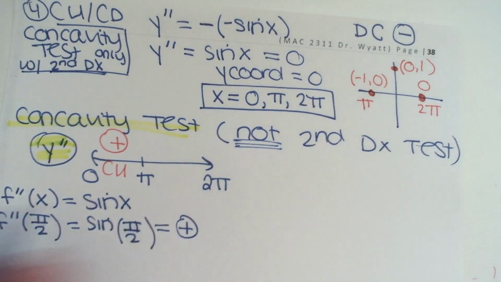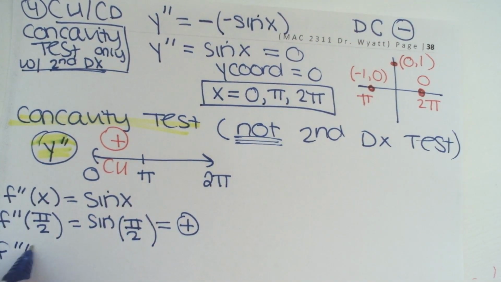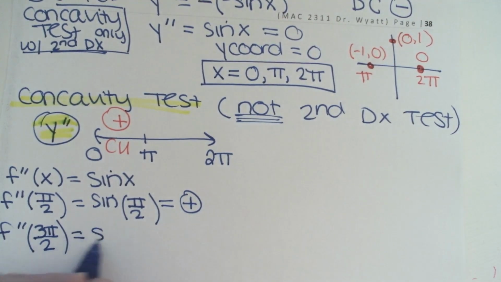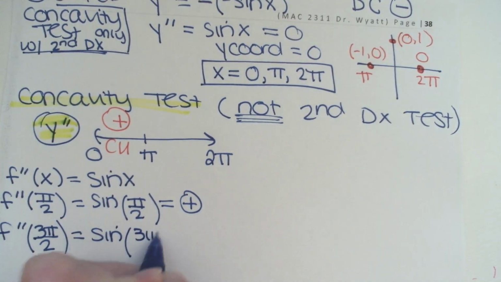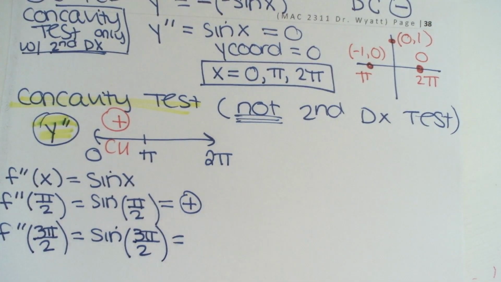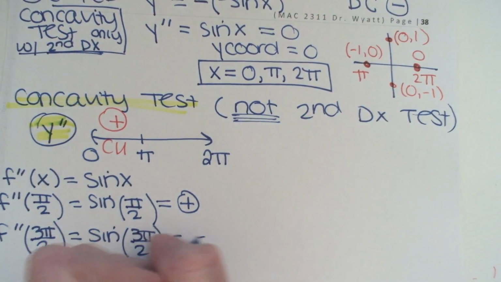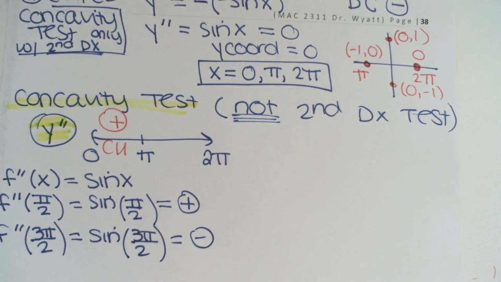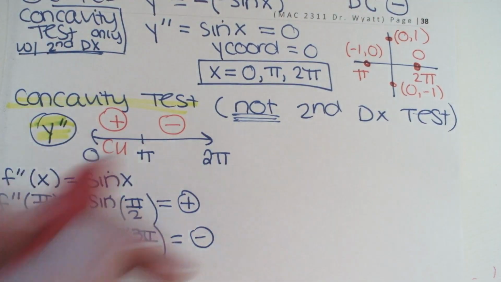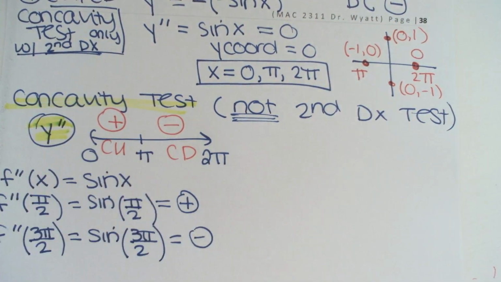And then from pi to 2 pi, maybe we plug in 3 pi over 2. So we have sine of 3 pi over 2. And again, that's down here at 3 pi over 2. You're looking at a coordinate of 0, comma, negative 1. So that will give you a negative. And that negative, because it's into the second derivative, is telling us that it's concave down.